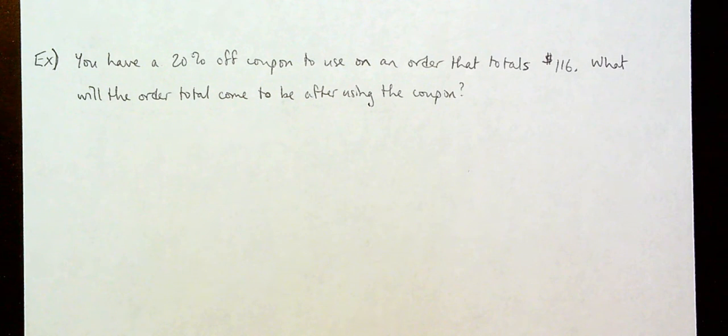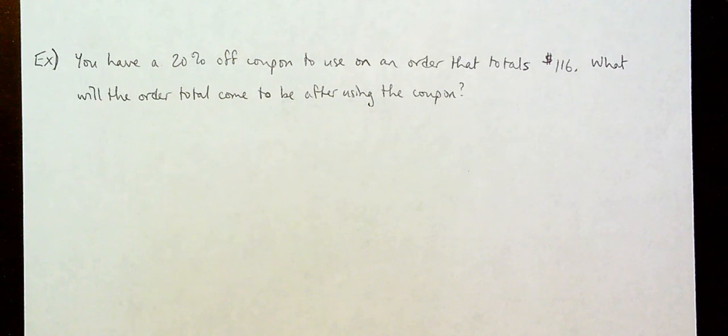This next sample problem is not quite the same thing, but still a very realistic calculation that you have to do or perhaps have done. Some of you may be even more comfortable with solving a problem like this. You have a 20% off coupon to use on an order that totals $116. What will the order total come to be after using your coupon? So we're not calculating how much the price went up or down by what percentage. We already know what percentage reduction we'll be getting, but the question is, what is it going to be after we take that 20% off?